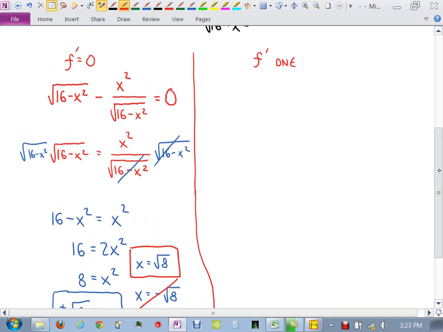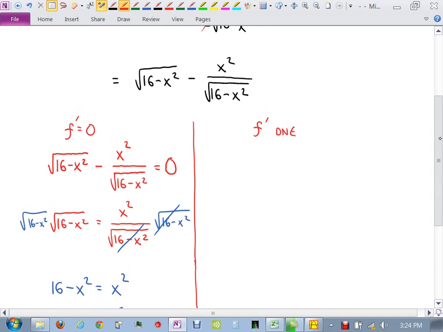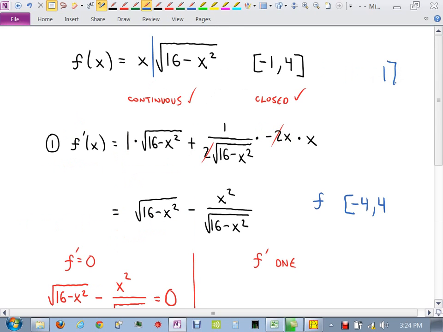Now I need to come back up here and ask myself where this thing may not exist. So is your derivative ever undefined? Well, didn't we say earlier, at the very beginning, that the original function is defined between negative 4 and 4, right? The original function is defined there.